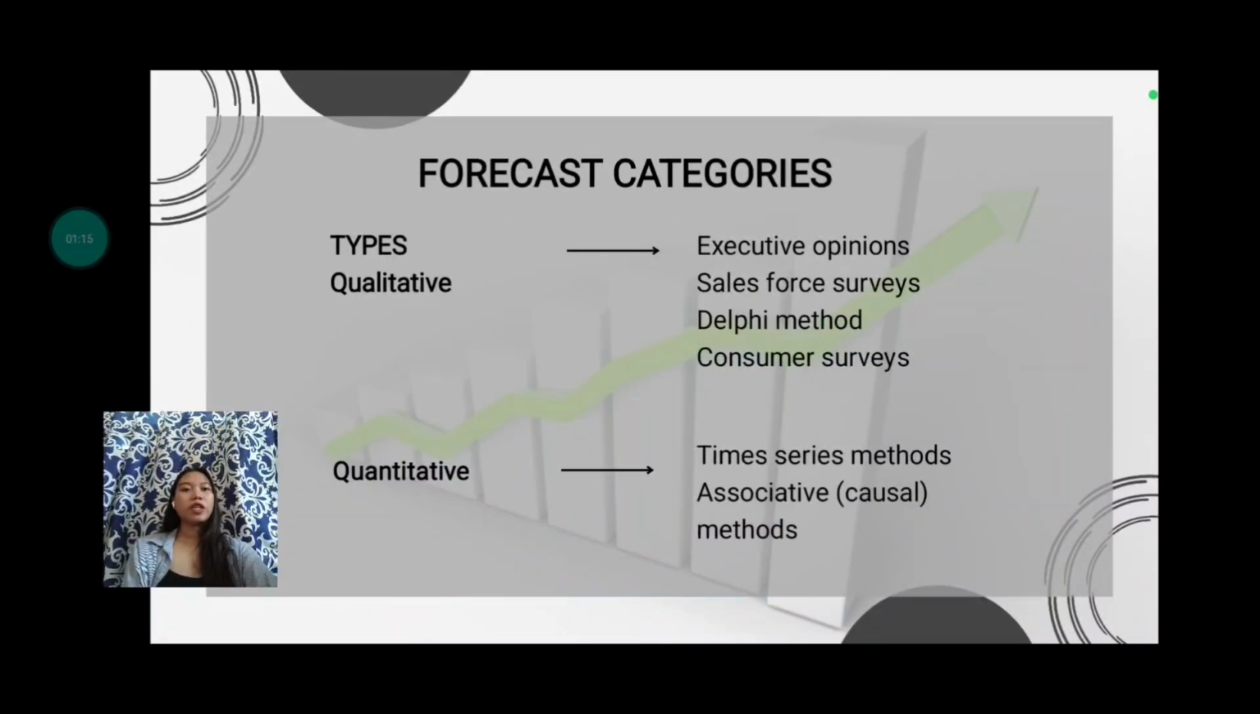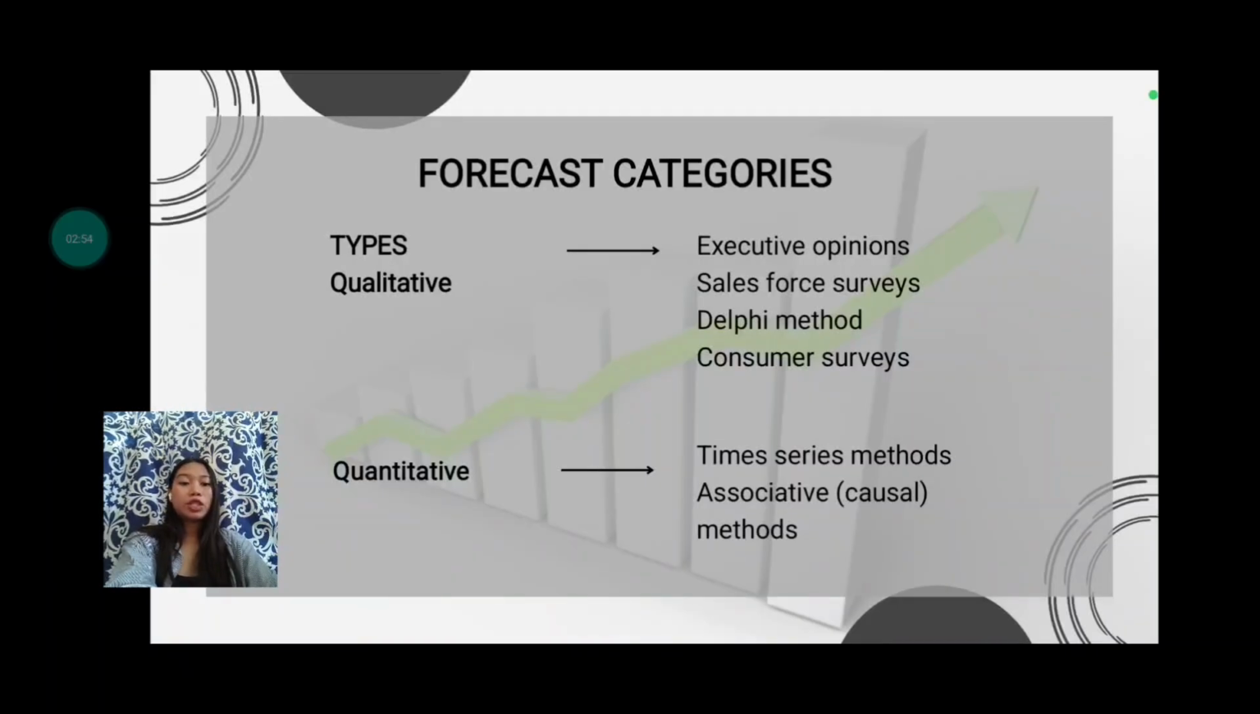So forecast categories. There are types of forecast categories. We have qualitative and quantitative. Qualitative: executive opinions, sales force surveys, Delphi methods, consumer surveys. And quantitative: time series methods, associative or causal methods. So qualitative is based on opinions and experience like surveys or expert advice, while quantitative is based on data and numbers like time series and regression.